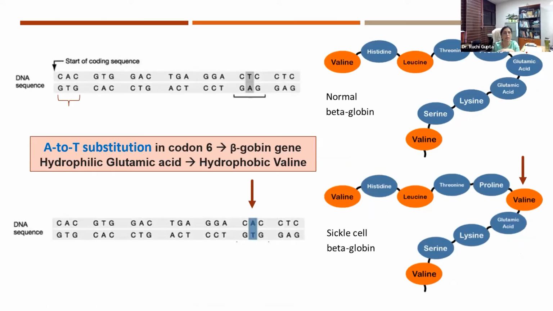So this is the basic defect which we have in sickle cell disease. That is, there is an A to T transition in codon 6 of the beta globin gene, because of which there is a change in the amino acid from glutamic acid, which is a hydrophilic amino acid at that position. Now that gets replaced by a hydrophobic amino acid, that is the valine. So this is just a diagrammatic representation of the amino acids, and at the 6th position we can see that there is a change from glutamic acid to valine.